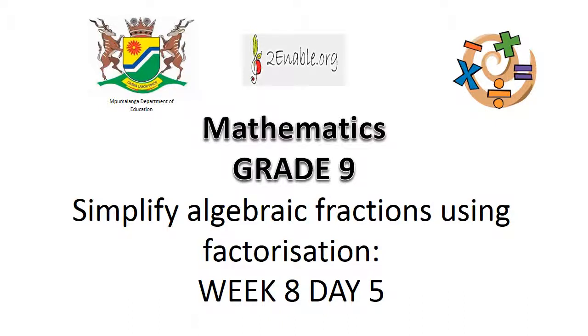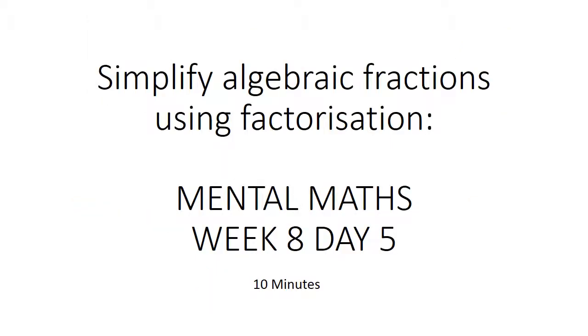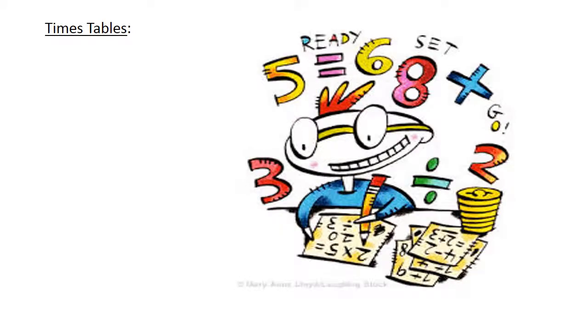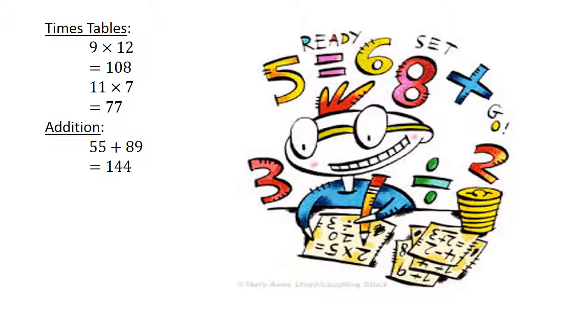Simplify algebraic fractions using factorisation. Mental math. Math times tables, 9 times 12 equals 108. 11 times 7 equals 77. Addition, 55 plus 89 equals 144.